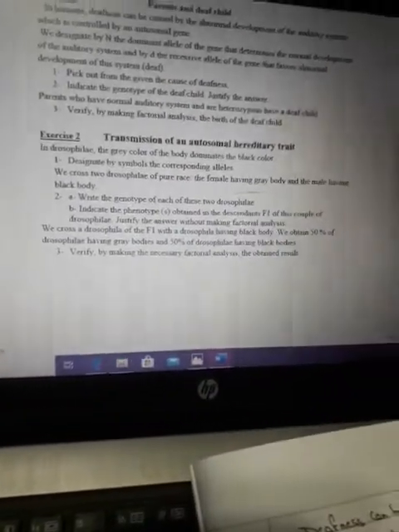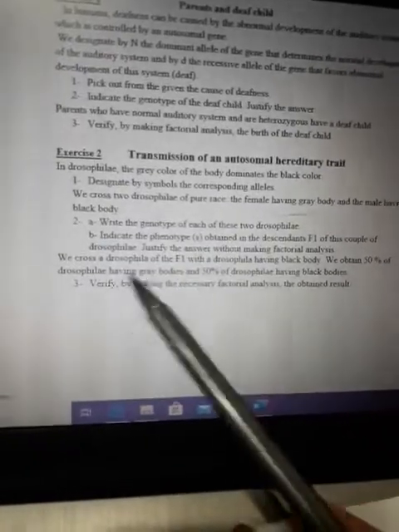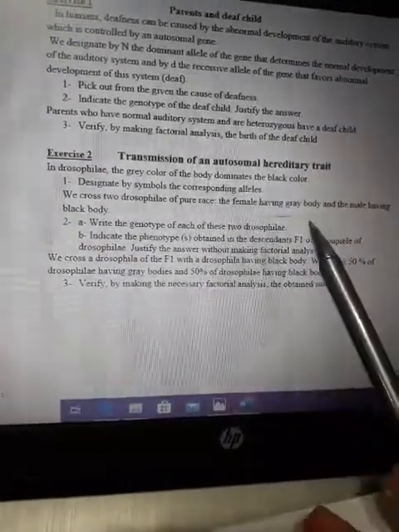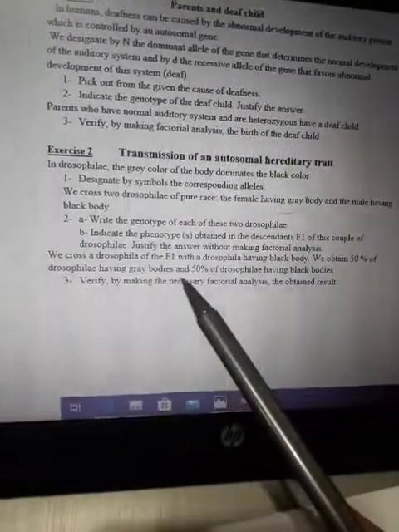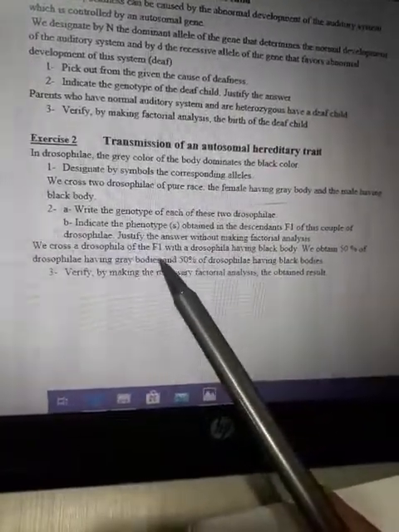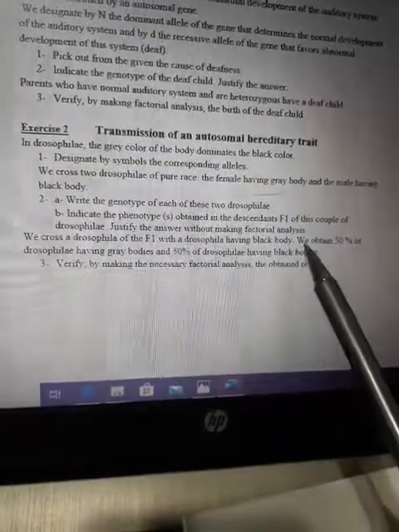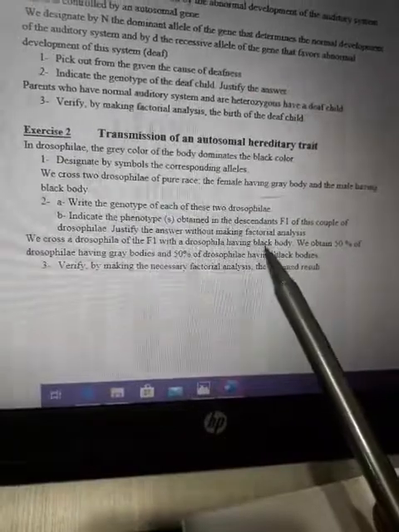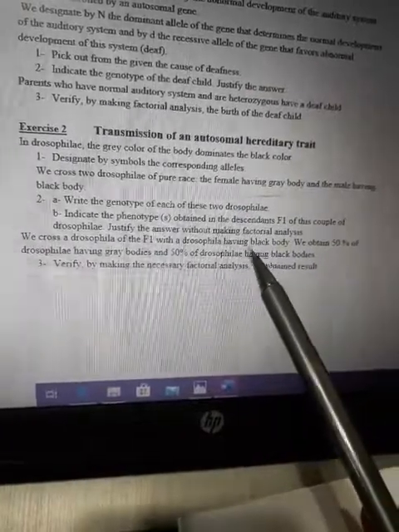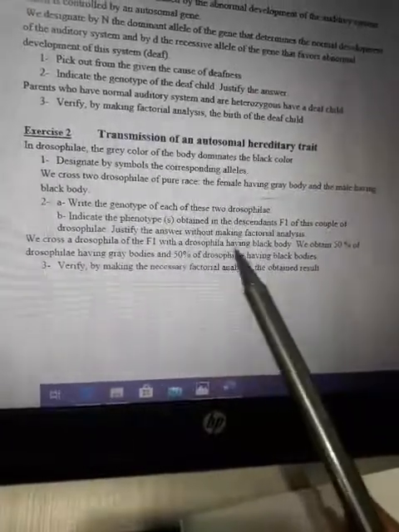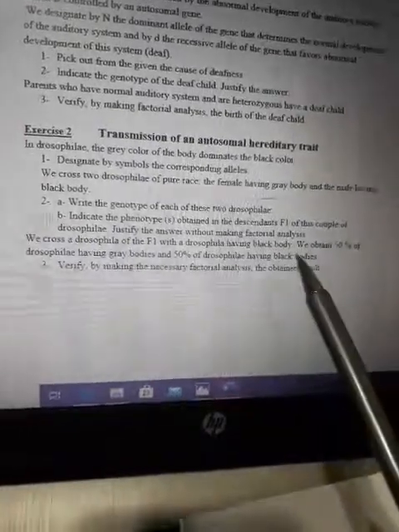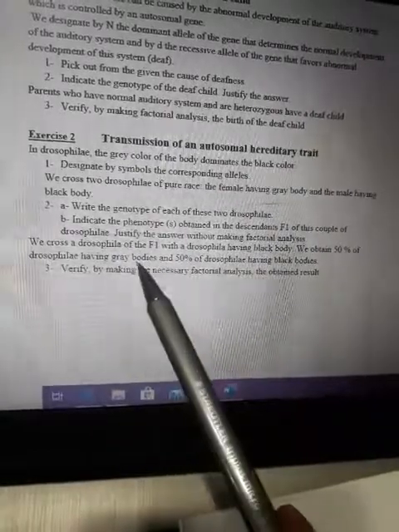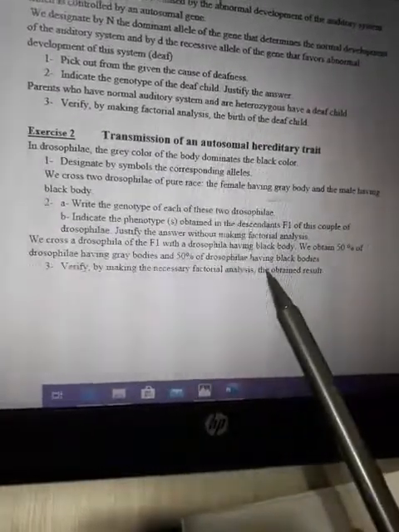Okay, last part, they mentioned that a Drosophila of F1, which is GB as we mentioned here, is crossed with a black body Drosophila. Black body here means BB. This cross, if they ask you about its name, is a test cross. So we obtain 50% Drosophila having gray and 50% having black bodies.